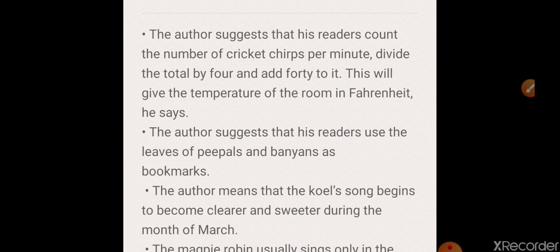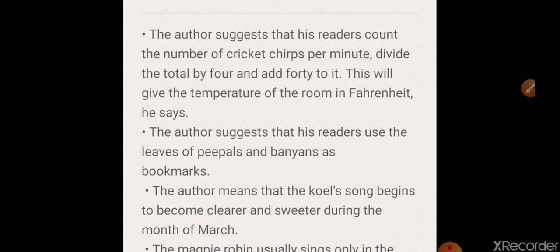So, as we have studied in the chapter, this was an experiment that was actually taken into account by the author, that if we count the number of chirps per minute that a cricket does and if we divide it by 4 and then add 40 to it, it will give us the temperature in Fahrenheit.